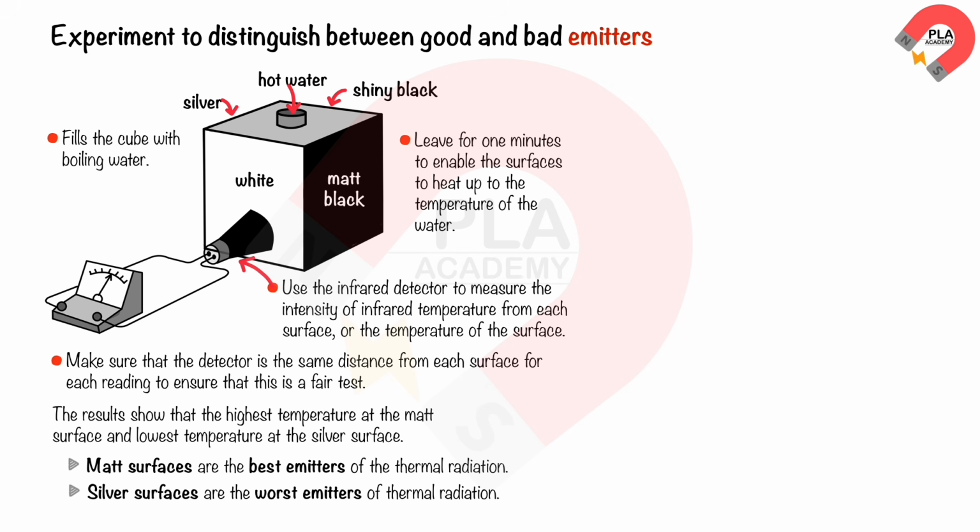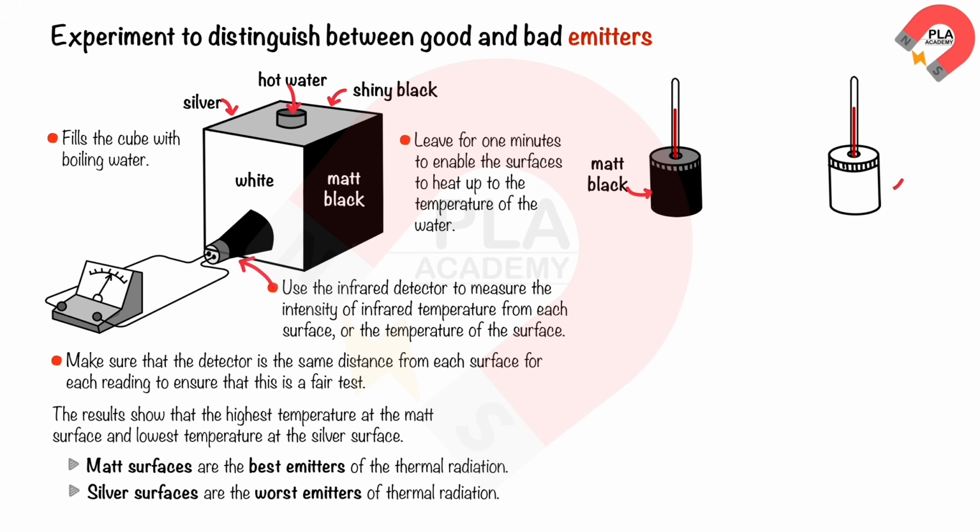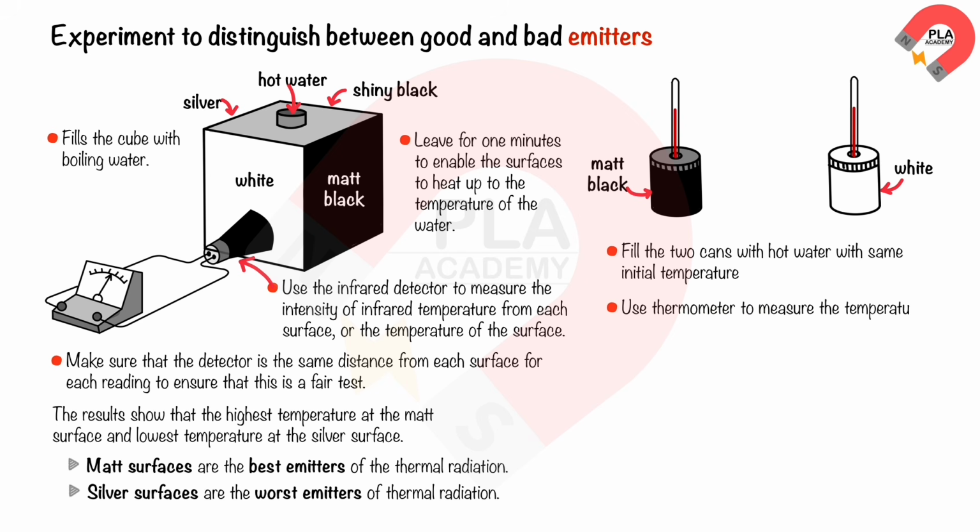Another experiment to investigate the emitters of thermal radiation. Set up the experiment as shown. One can has a matte black surface, and the other can has a white surface. Fill the 2 cans with hot water. Use a thermometer to measure the temperatures. Record and compare the results.